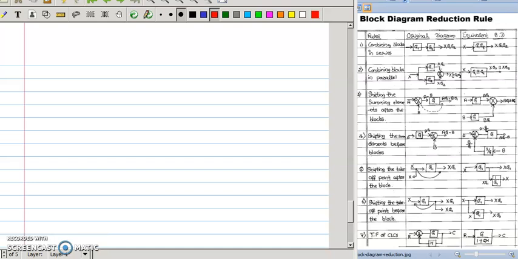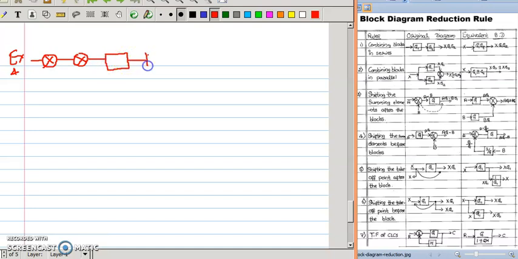Let's move to the next example based on the block reduction method. So example number 4. Here they are given again two mixers, both in series. Again two blocks, both in series, that is G1, G2. Again there is one mixer, and the last block, that is the G3 block.